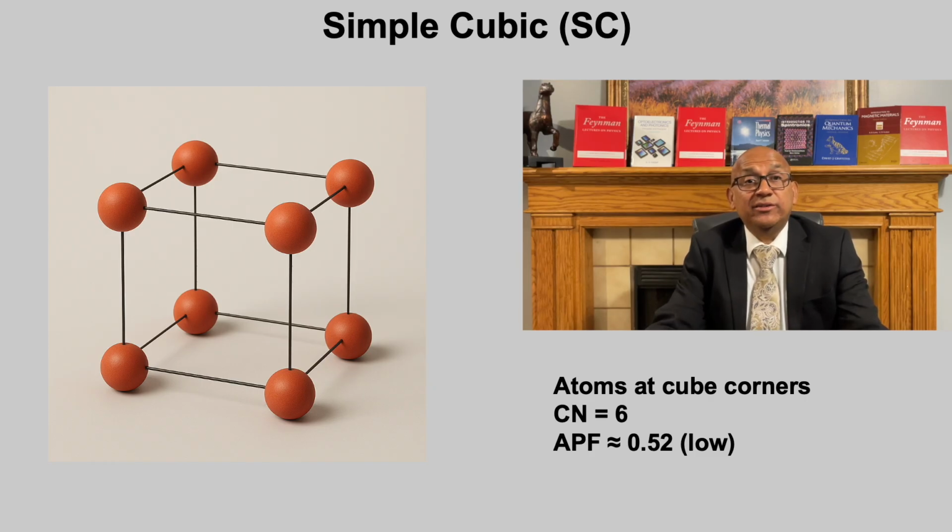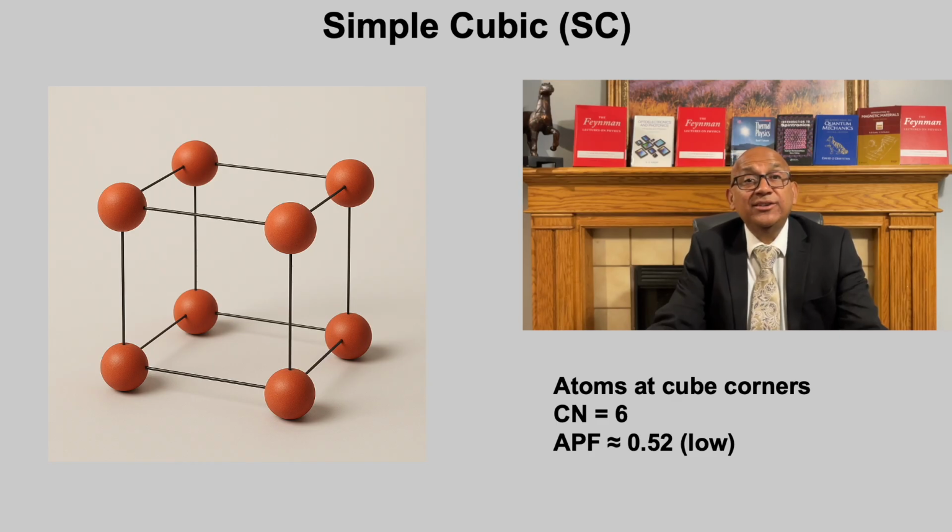In a simple cubic cell, atoms sit only at the 8 corners of a cube. Because each corner atom is shared among 8 neighboring cubes, the unit cell contains only one effective atom. The coordination number is 6. Each atom touches one neighbor along each Cartesian direction. Packing is inefficient, with an atomic packing factor of only 0.52, meaning that almost half the volume is empty space.